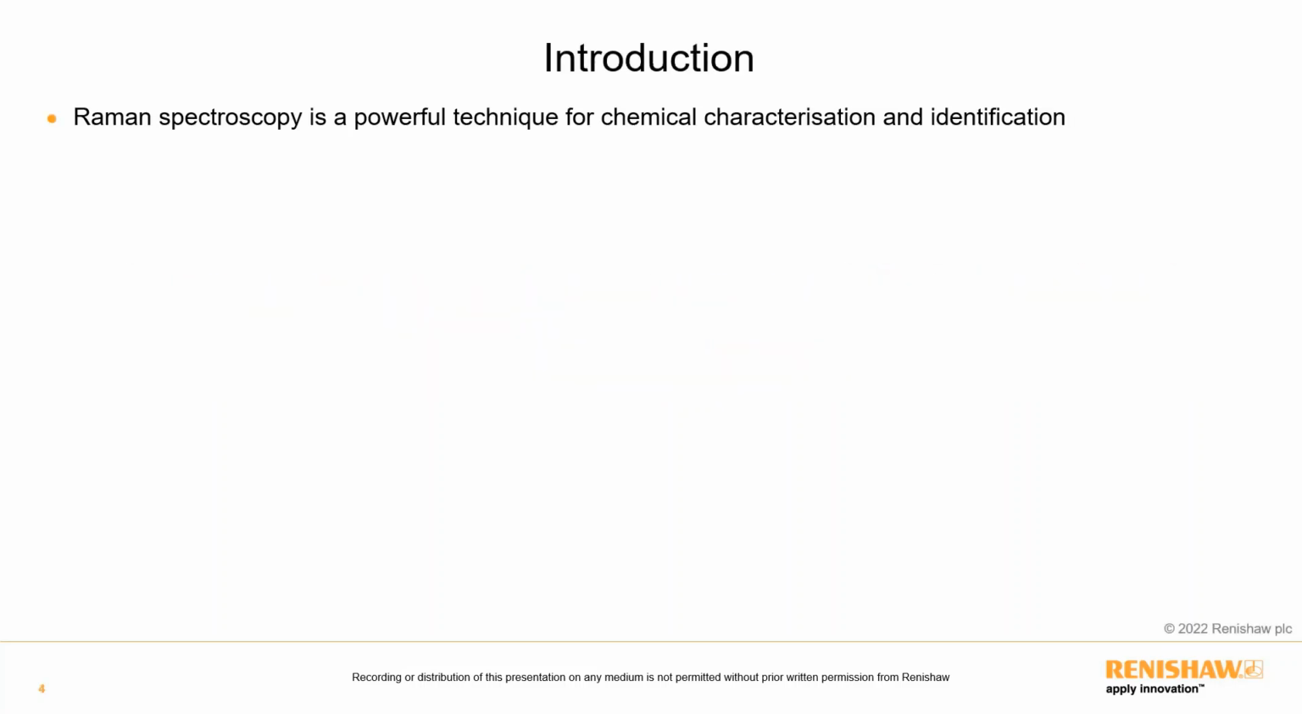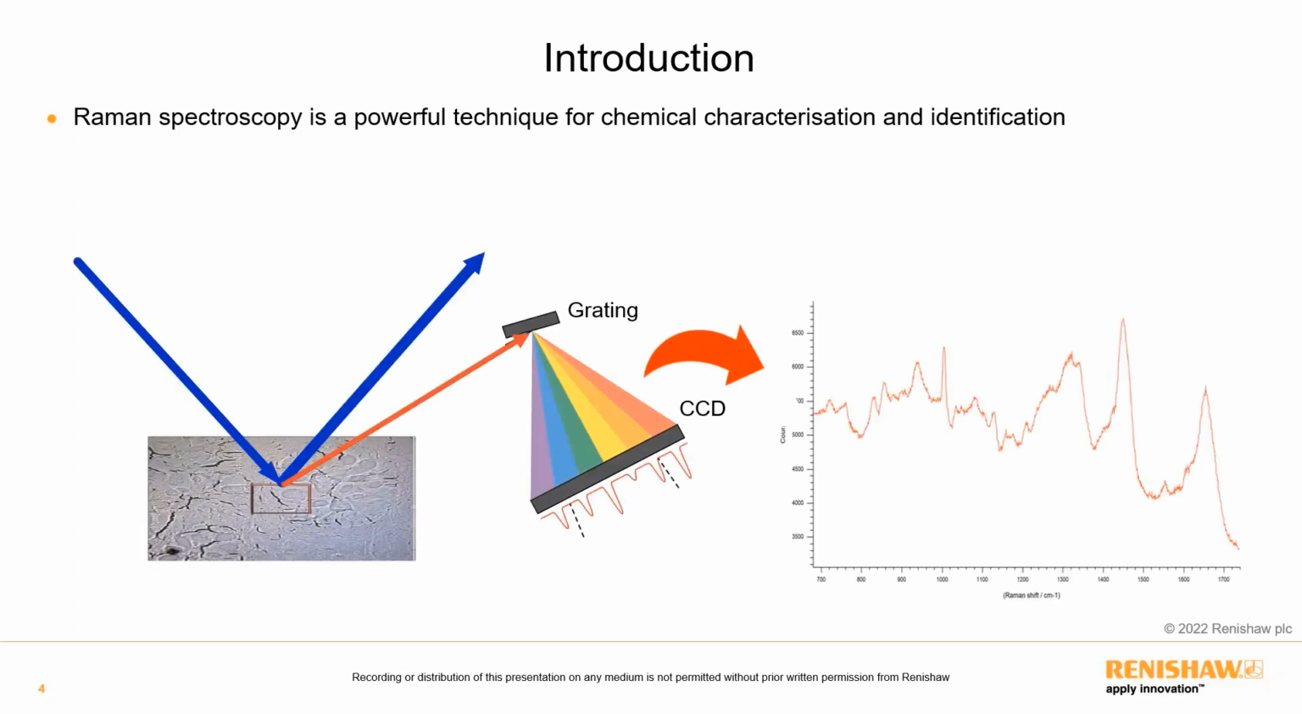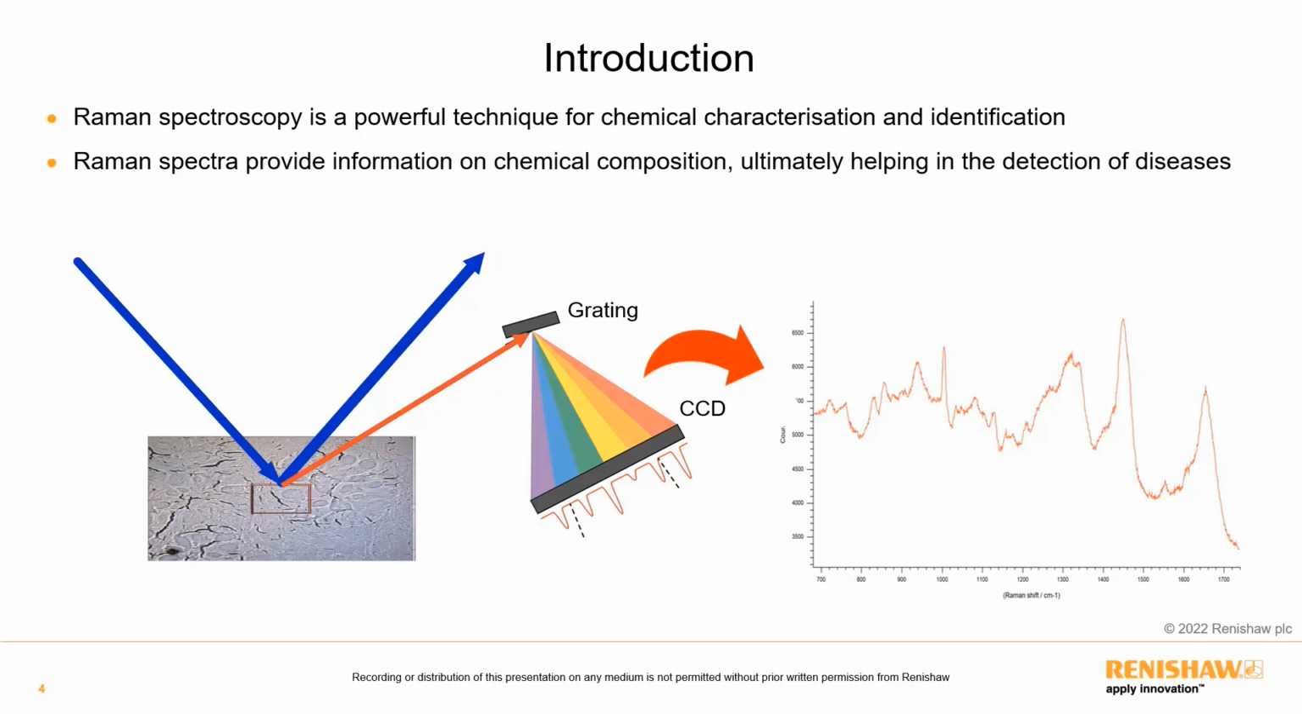Raman spectroscopy is an extremely powerful technique that can be used for chemical characterization and identification of samples. It works on the basis that a laser light radiates a sample, interacting with a molecular bond, which causes a very small proportion of the light to undergo Raman scattering. This Raman scattered light is measured and provides us with a spectral fingerprint specific to that material.